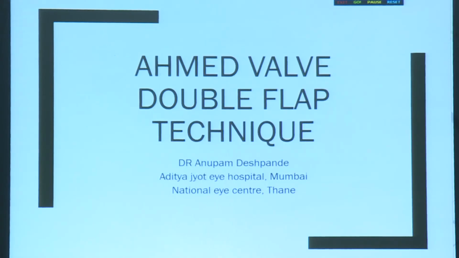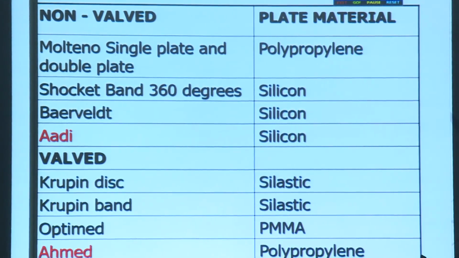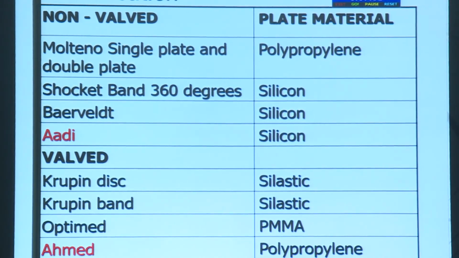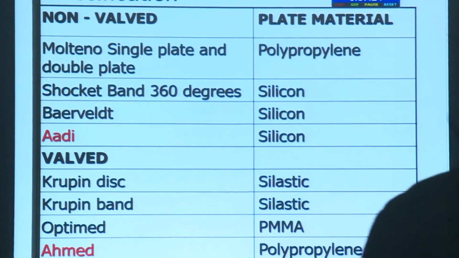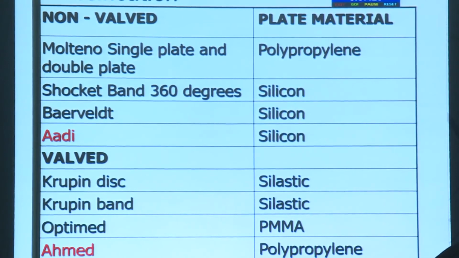So moving from micro to macro, I'll be talking about the Ahmed glaucoma valve, not actually the routine technique, but I have a slight modification of that, so I'll be telling you about that. In India, basically, we have two tubes which are mostly done. One is the Aurolab, that is the non-valved, and the valved one is the Ahmed.